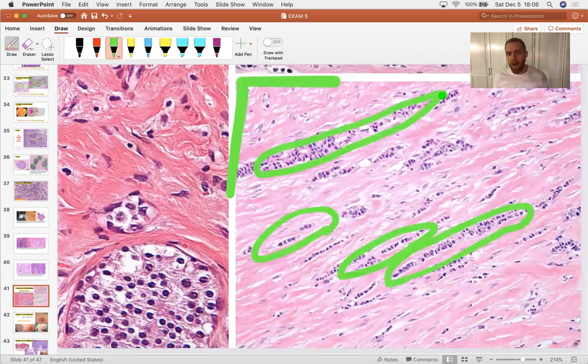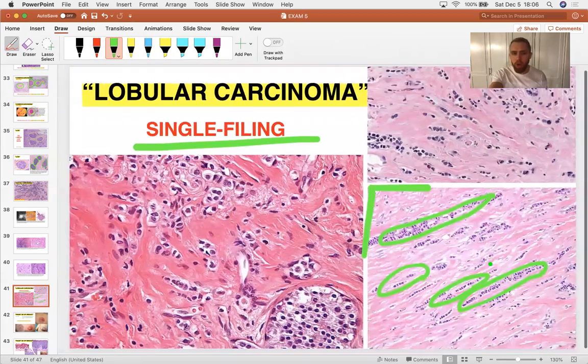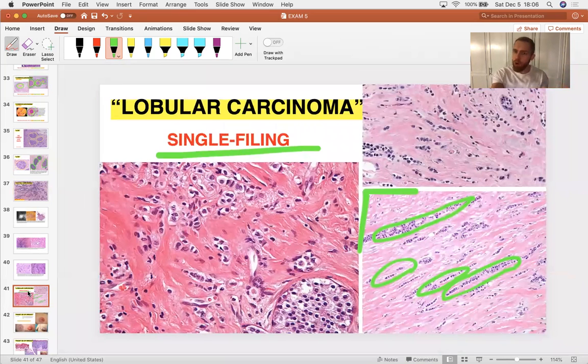Why are they single file? Because they've lost E-cadherin, which is a junctional protein, which keeps cells together. And so if you have a big clump of cells, they're glued together with something, and that something is E-cadherin and desmosomes and gap junctions, etc. So if you lose those connections, cells just fall apart and they unfold. And so when they do that, they just take up this linear pattern because they fill in wherever they can in the gaps in between stromal tissue. So that's your lobular carcinoma. Again, you don't have to know what the ductal carcinoma looks like. If you understand the lobular carcinoma shows you single filing every single time.